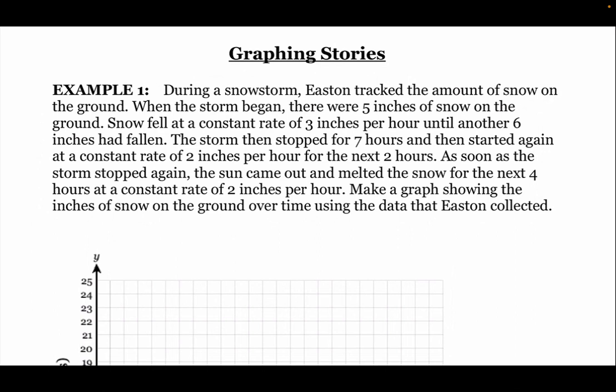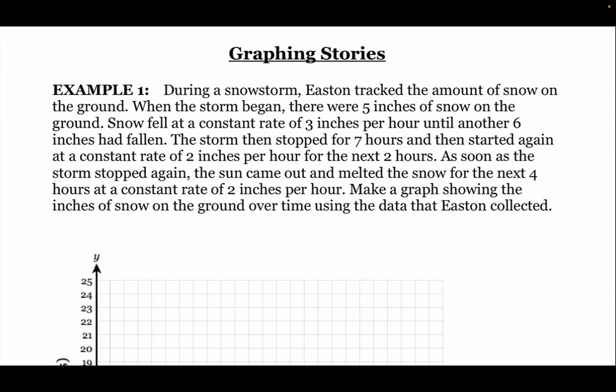Okay, so the first thing we're going to do is slowly read the directions. These are a set of instructions. It's the story. So the first one, during a snowstorm, Easton tracked the amount of snow on the ground. It doesn't snow in Fresno, or it rarely snows, and if it does, by the time the snow hits the ground, it melts. But in other places, in the mountains, other places around the country, it snows. So they measure how high the snow gets. Well, that's what happened here. So first sentence, not really anything, just kind of giving us background.